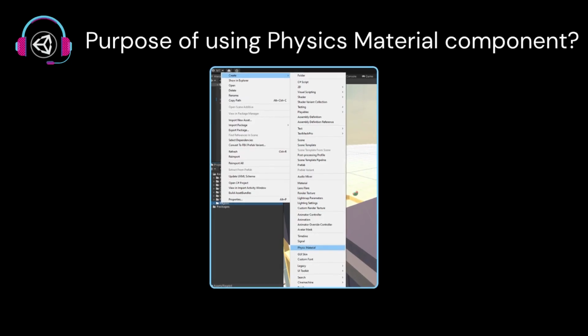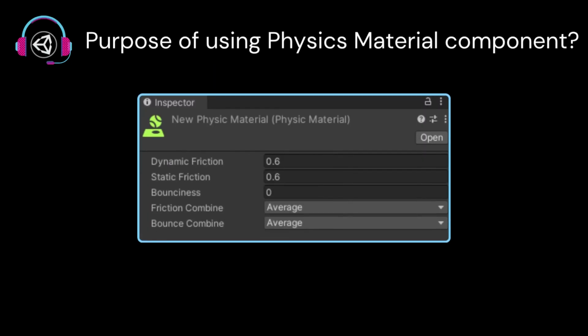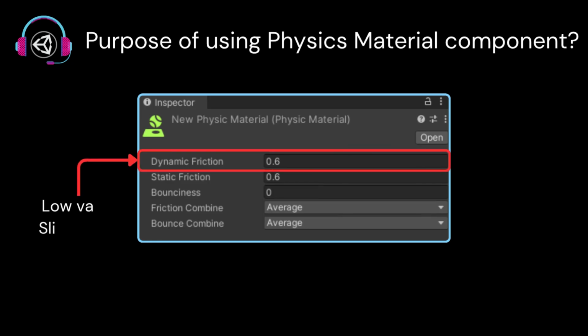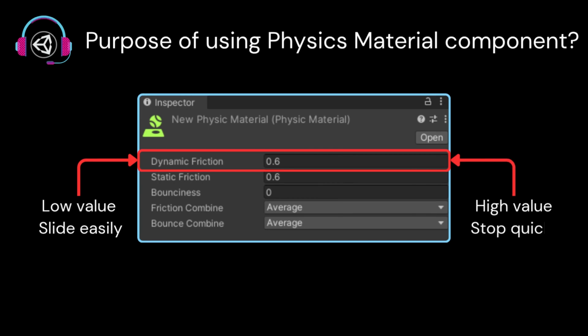Each physics material has 5 main properties that define its behavior. The first is dynamic friction. A low value like 0.1 makes objects slide easily, and a high value like 1 makes them stop quickly. As an example, imagine a box on ice. If its dynamic friction is low, 0.1, it keeps sliding, but if it's on rough ground with the high value 1, it stops fast.